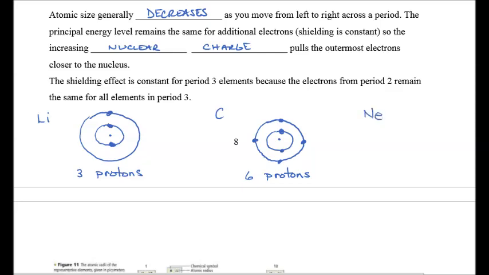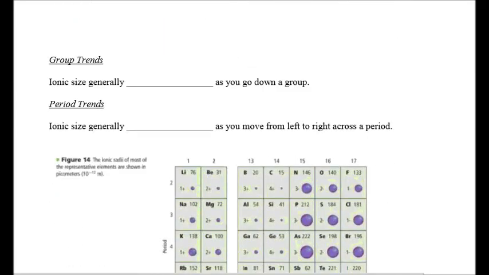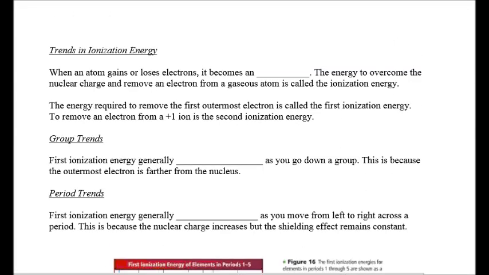Neon, we have a nucleus, we have the 2 electrons in the first shell, and be careful, we want this to be even smaller than carbon. There are 8 electrons in the second shell. All of these are in the second period, but neon has 10 protons, and those 10 protons pull the electrons of the second shell in closer. We're going to skip ahead and find ionization energy.